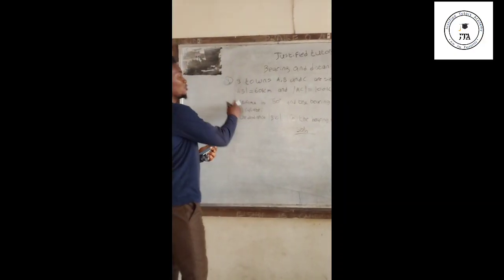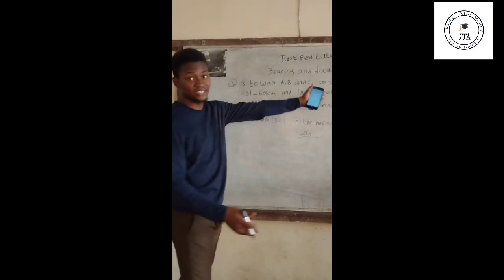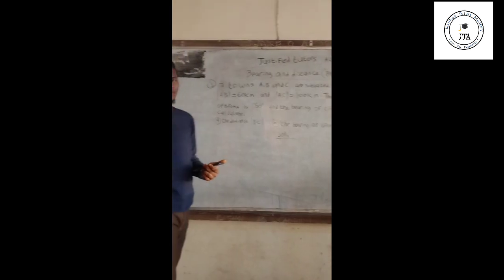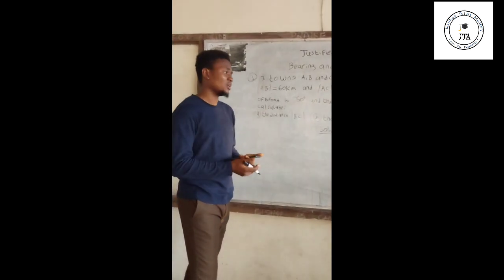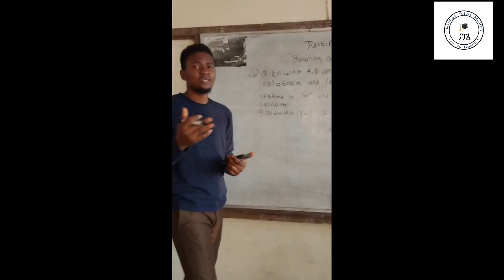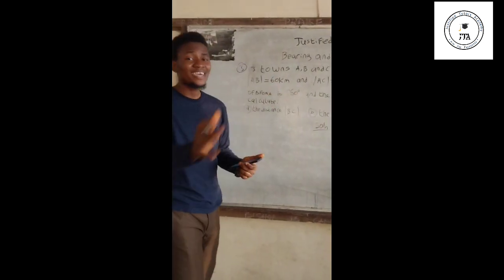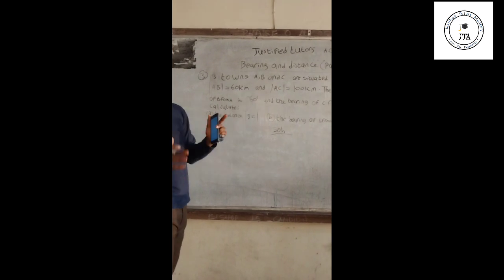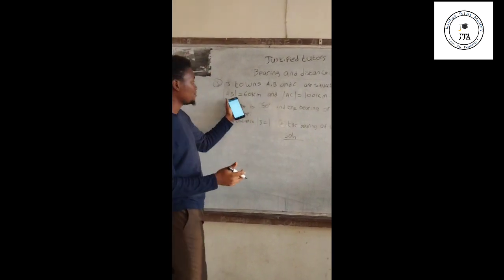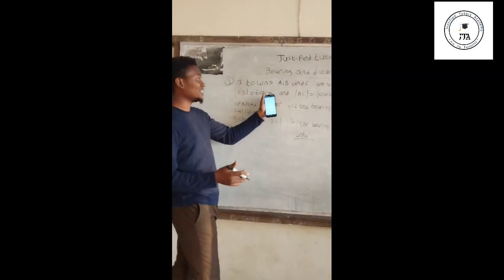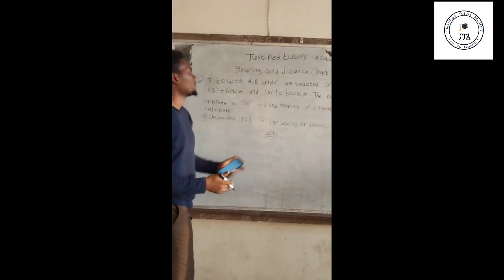Now this is part 3 of the subtopic bearing and distance. So now let's take a question. The third question says: three towns A, B and C are situated so that AB is equal to 60 km and AC is equal to 100 km.